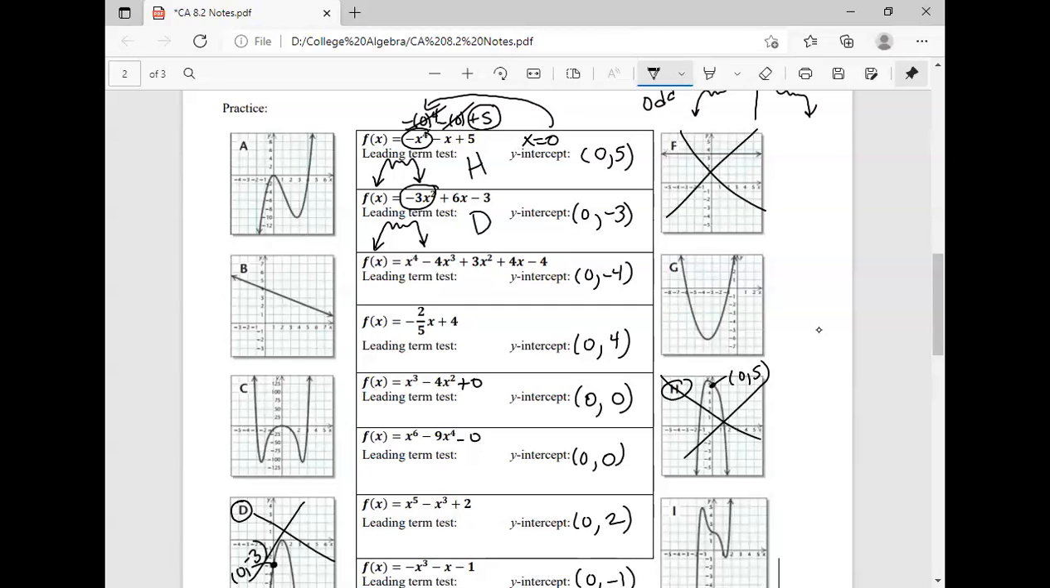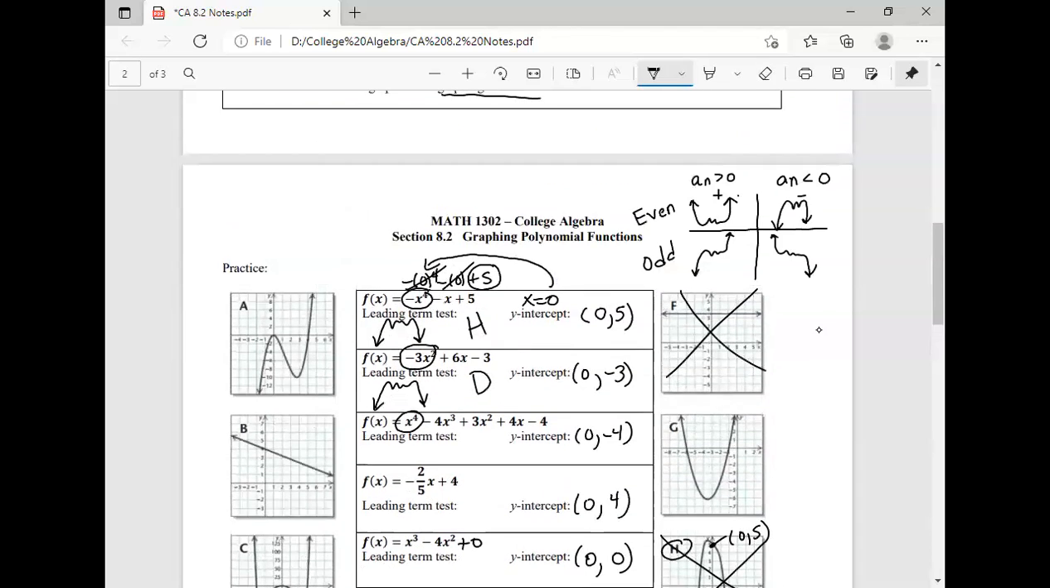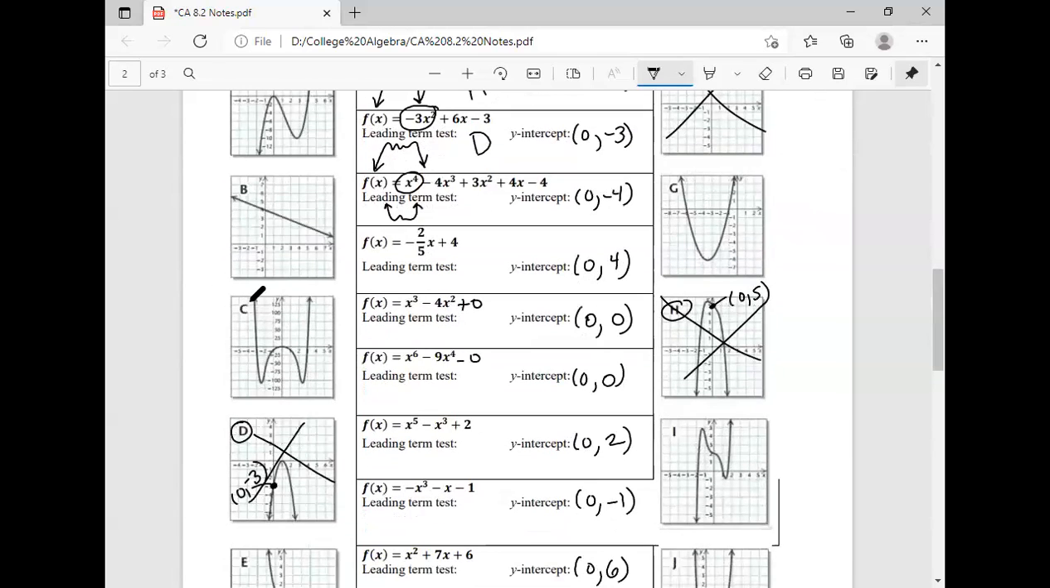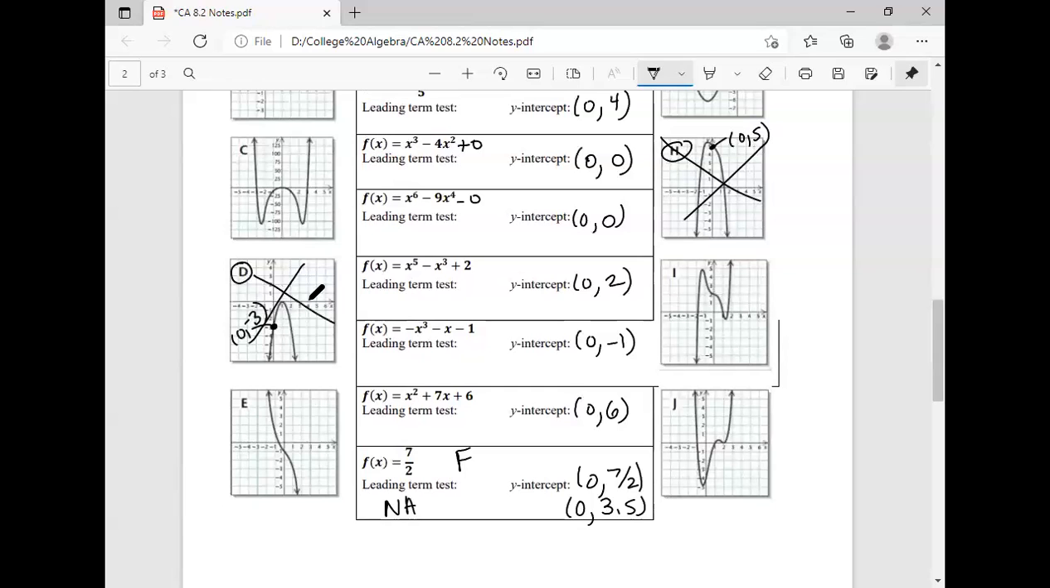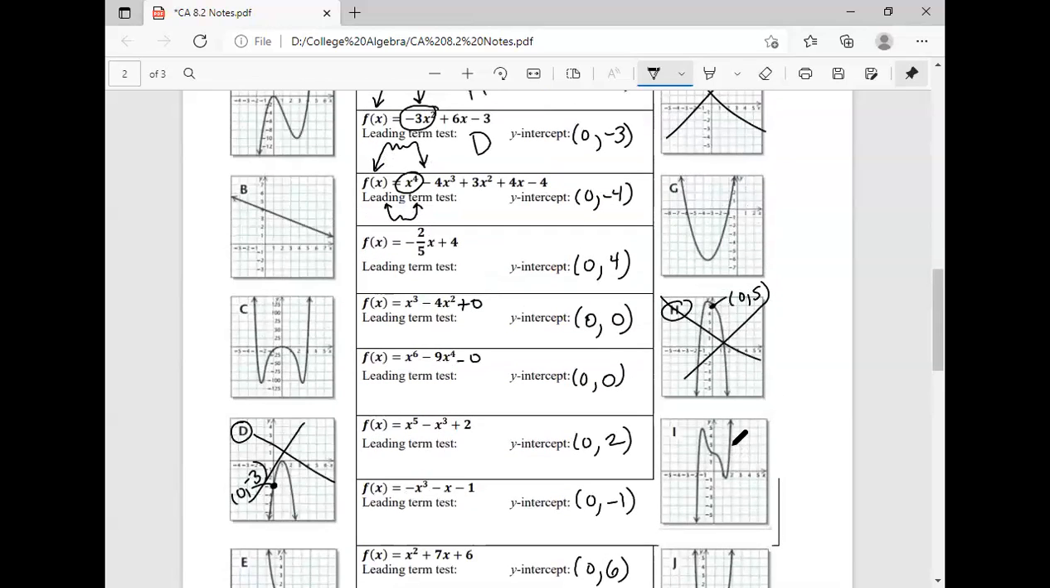Okay. The highest power exponent on an x here is x to the 4th. That is even because it's a 4. And it is positive because the number would just be 1. So if you come up here and look at even and positive, it's supposed to be something where both of the ends are facing up. So G would be a possibility because both of the ends are facing up. C would be a possibility because both the ends are facing up. J would be a possibility because both of the ends are facing up. So we need the one that has a y-intercept at 0, 4.